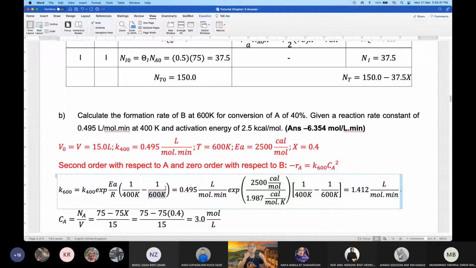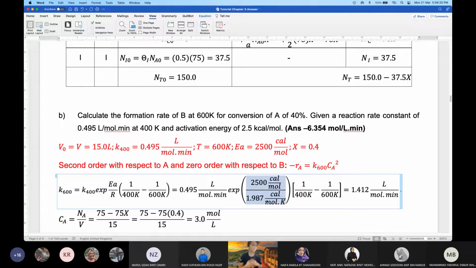Okay, so kalau kamu tak familiar dengan formula ni, you check chapter 3, formula dia. It says K2 equals to K1 exponential EA per R in bracket 1 per T1 minus 1 per T2. Okay, so I want to find my new K at 600 Kelvin. So become equals to K at 400 Kelvin, 0.495. Sebab dia kata pada suhu 400 Kelvin, my K is 0.495. So I replace 0.495. Then exponential in bracket EA per R.